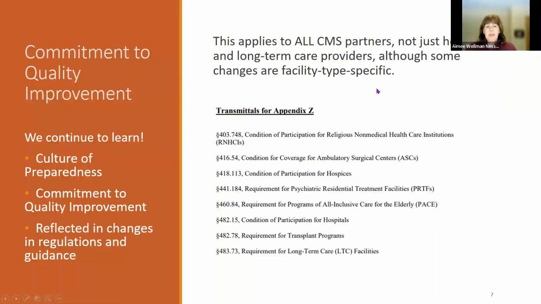So Appendix Z, it's important to remember that there are 17 different provider types that are covered under this ruling. It's not just long-term care facilities and not just hospitals. When you go to Appendix Z, you will see that there's a list of all of the different types. This is just a snippet of that, but it's really important that you're looking, of course, at your own regulations for your type of facility.